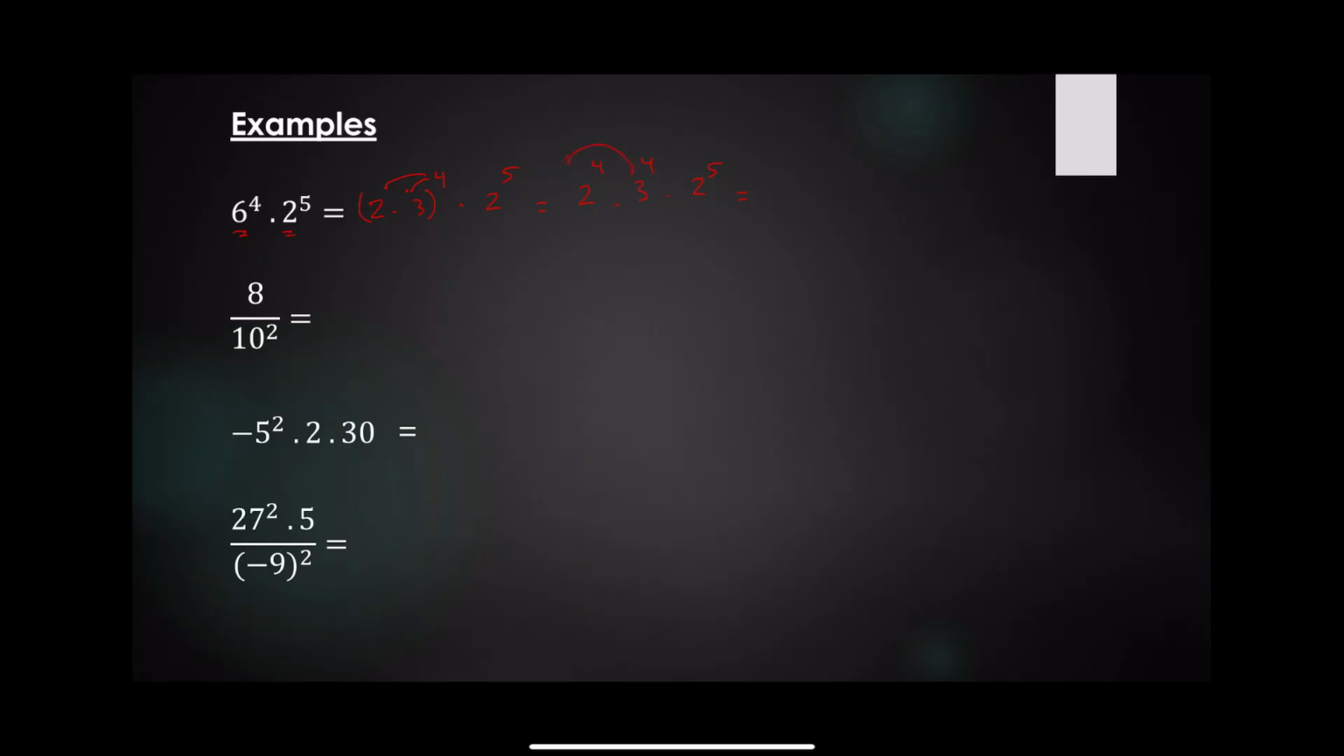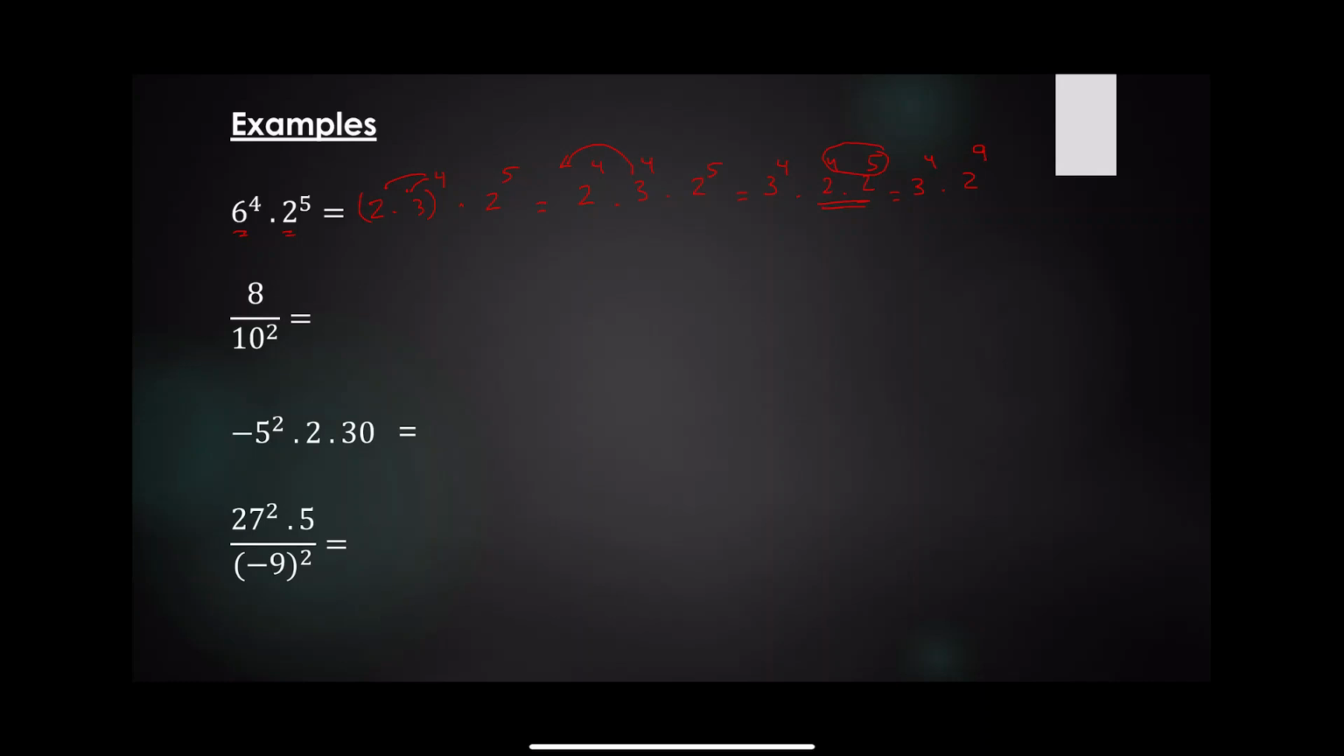Let me move this to the beginning. So it will become 3 to the power 4 times 2 to the power 4 times 2 to the power 5. Now, can we multiply here? Yes, we can. So the answer is 3 to the power 4 times 2 to the power... If we add 4 plus 5, the answer is what? 9.